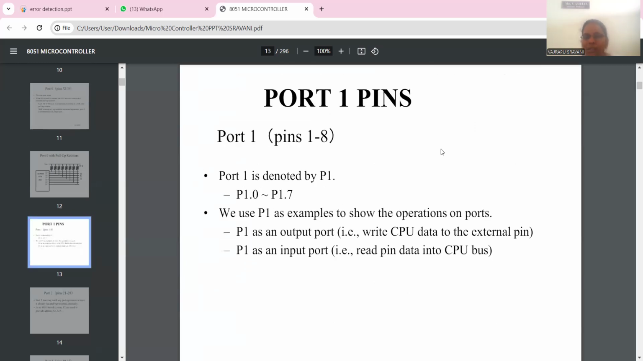Port 1 pins start from 1.0 to 1.7, totally 8 pins are available. Both are bidirectional pins, but they don't have any special functions. They operate only as input as well as output port. It is also bit as well as byte addressable.